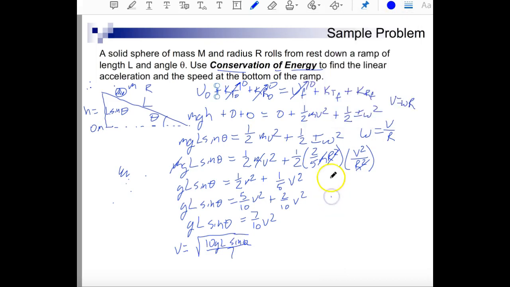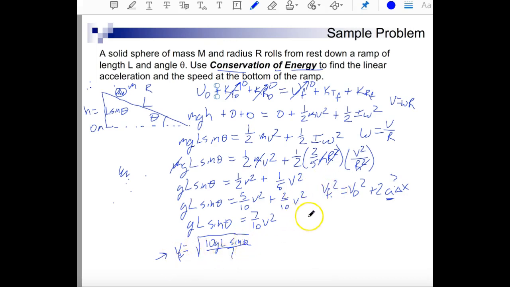So let's now say we know that v_f squared is equal to v_0 squared plus 2 times the linear acceleration times the change in position. So we have our equation for our final velocity, or our speed at the bottom of the ramp. We also want to find out what is a, so this is what we're going to try to solve for. Final speed is just really simple here. It's v_f squared.